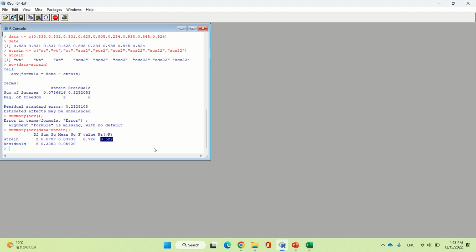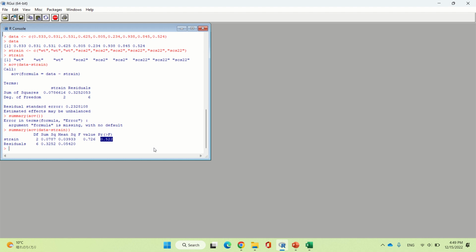No significant difference is our null hypothesis, and if the p-value is 0.05, that indicates the null hypothesis is dismissed. So then the alternative hypothesis is admitted. Admitting the alternative hypothesis means there is a significant difference somewhere.